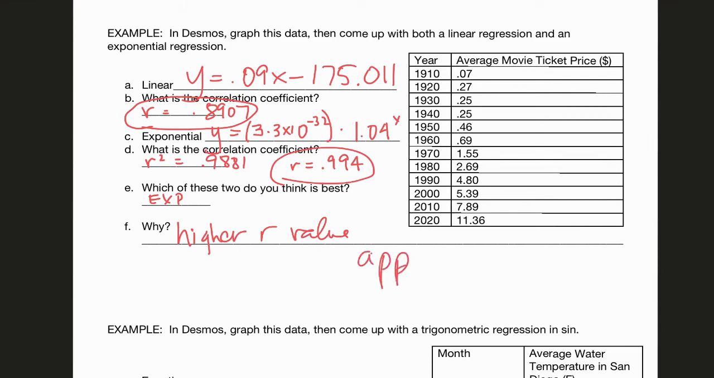Also, you could say appearance. If you have it actually graphed and you see those two lines on top of your dots, one of them just lines up better than the other one.